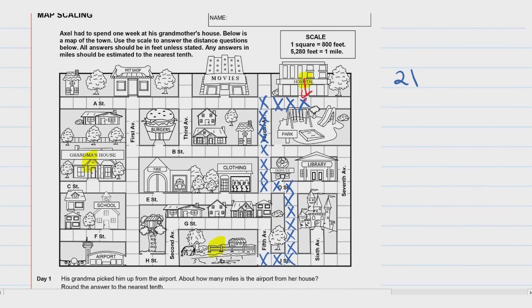So he comes out of the hospital. He goes 1, 2, 3, 4, 5, 6, 7, 8, 9, 10, 11, 12, 13, 14, 15, 16, 17, 18, 19, 20, 21, 22, 23, 24. So he goes 24 more squares. We add it up. He goes a total of 45 squares.